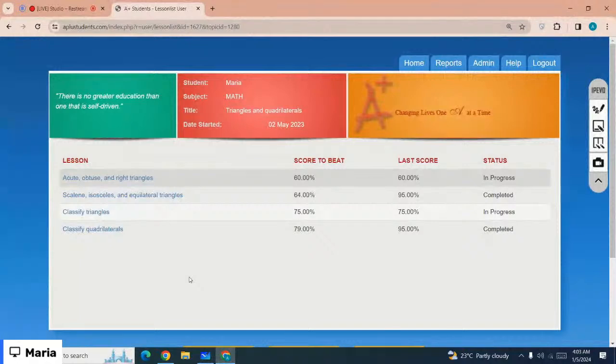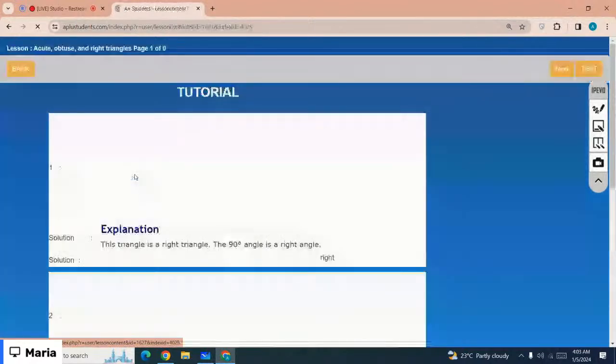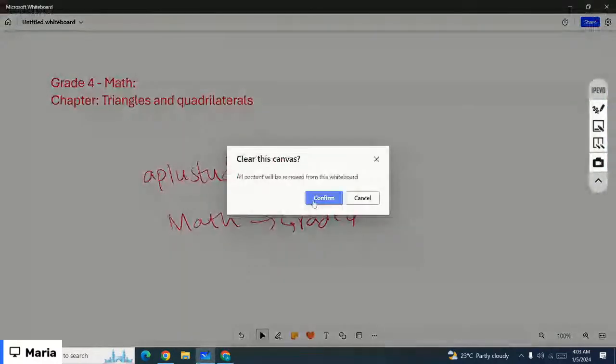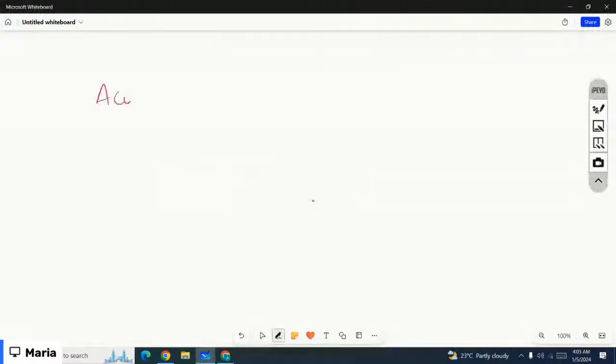So the first lesson is acute, obtuse and right triangles. The first one is what kind of triangle? So basically we have three kinds of triangle, right? They are acute, obtuse, and right triangles. You can note down the definitions in your notebook. The first one is acute triangle.